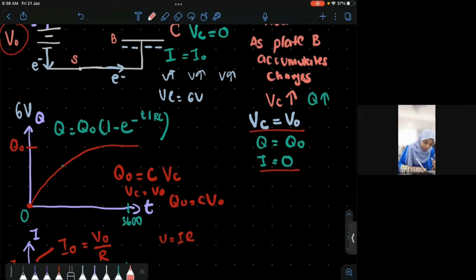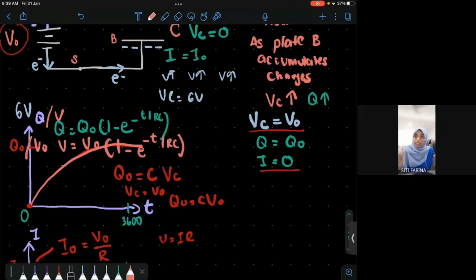So, graf yang Q ni is applicable for V juga. So, kalau V versus T, kamu akan ada bentuk graf dia yang sama juga. Slash V0, bentuk graf dia sama macam ni juga. Equation dia akan jadi V0 1 minus exponent negative T over RC. Sama sahaja. Cuma kamu tukar tempat Q tu dengan V. Depends on kita nak Q ke, kita nak V. Konsep dia masih sama. V0 dekat sini, nilai V0 adalah nilai power supply kamu. Okay, so this is how the process of charging takes place.